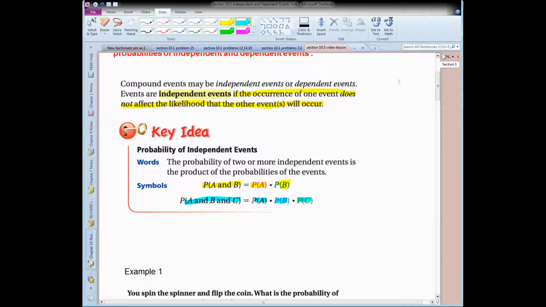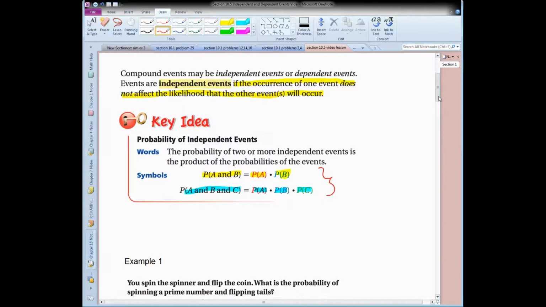So we'll go ahead and pause the video here so you can write down this definition of independent events, and then I want you to write down the formula. Okay, so the video will pause now. All right, so we're back.